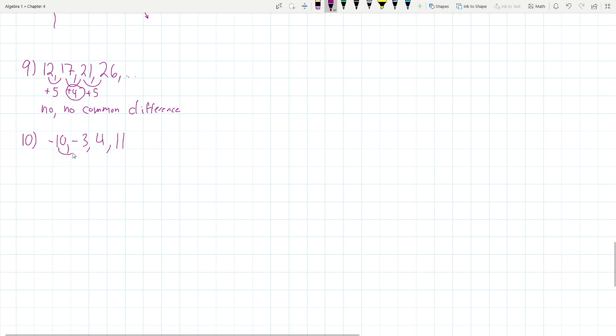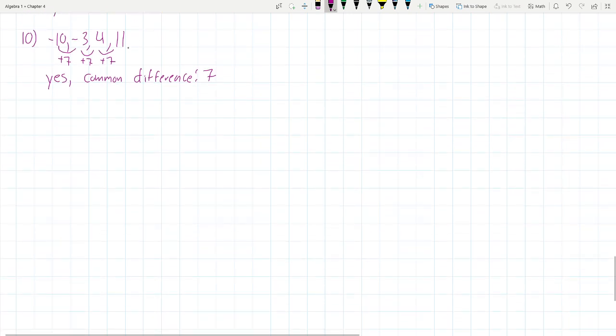Alright, number 10. We have negative 10, negative 3, 4, and 11. I go from negative 10 to negative 3, that's plus 7. To go from negative 3 to 4, that's plus 7. To go from 4 to 11, that's plus 7. So yes, this is arithmetic. And the common difference is 7.